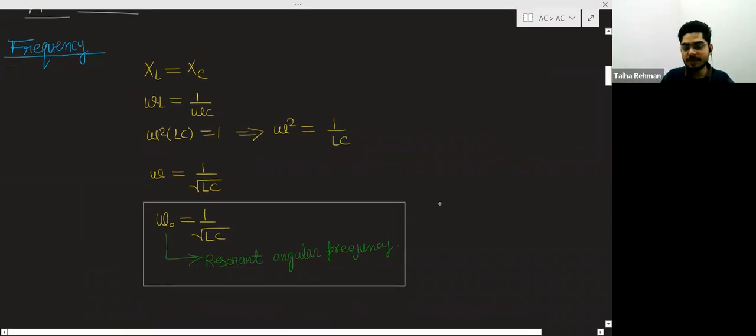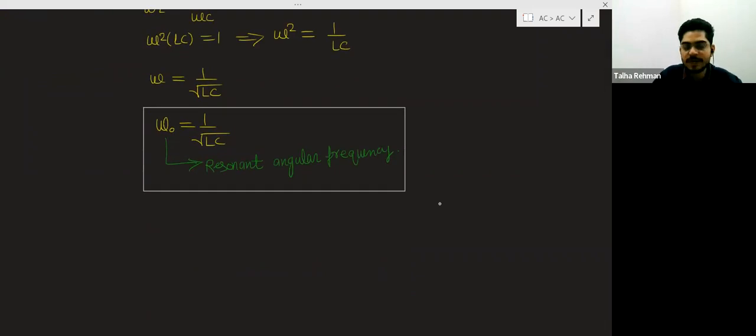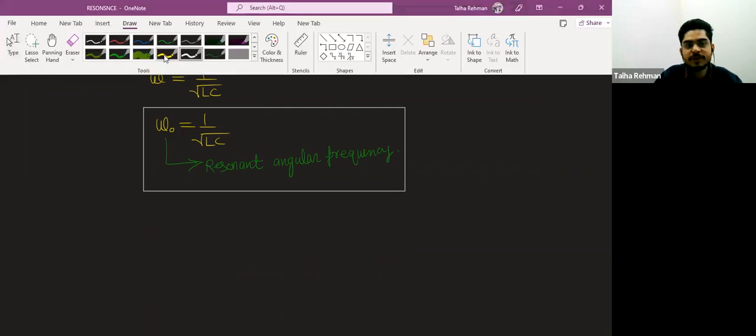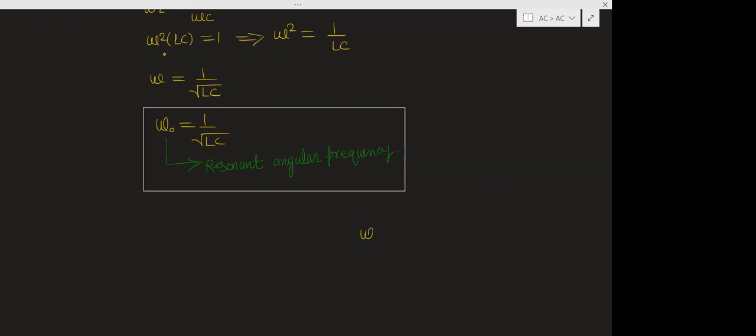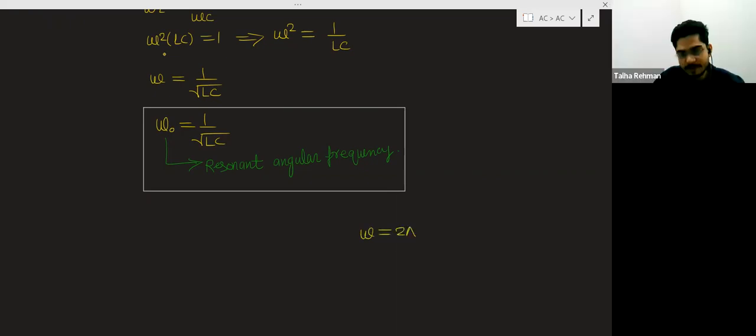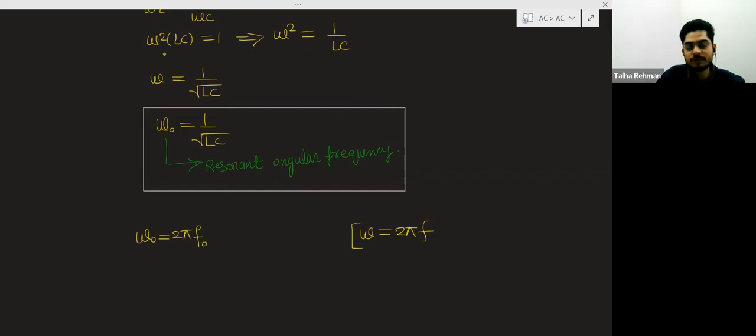After that, there is a relation between angular frequency and frequency, given by omega is equal to 2 pi into f. This is the relation. So we can write omega naught is equal to 2 pi into f naught. What is f naught?